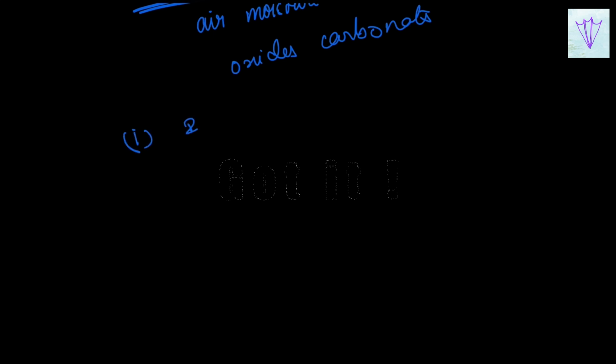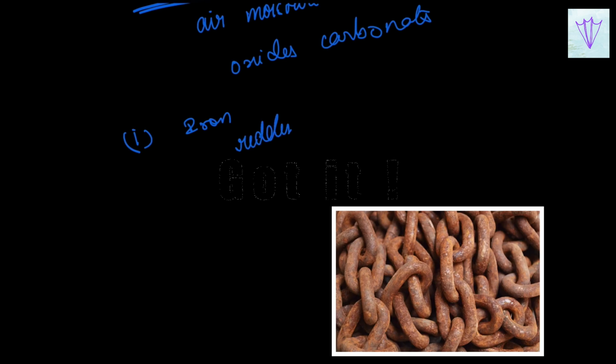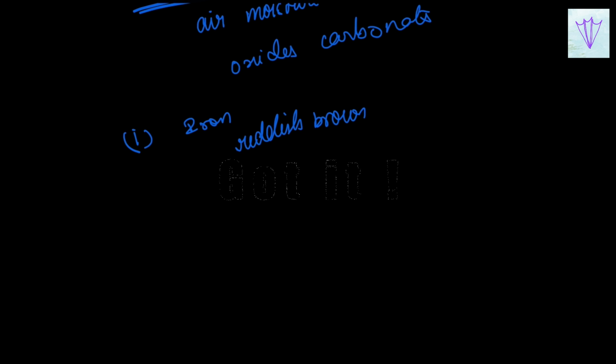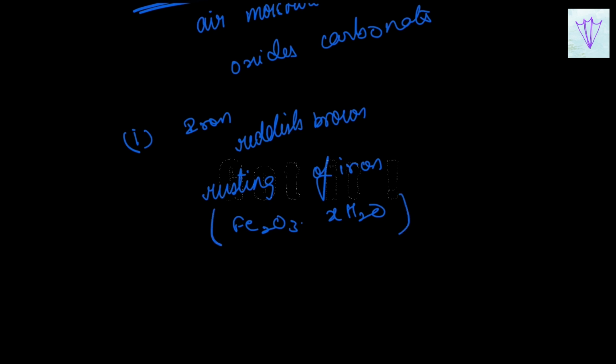The first example is iron particles get coated with a reddish brown powder when left open in moist air for a long time. This process is commonly known as rusting of iron. Rust is a hydrated ferric oxide. The rusting of iron is a continuous process which ultimately eats up the whole iron object.